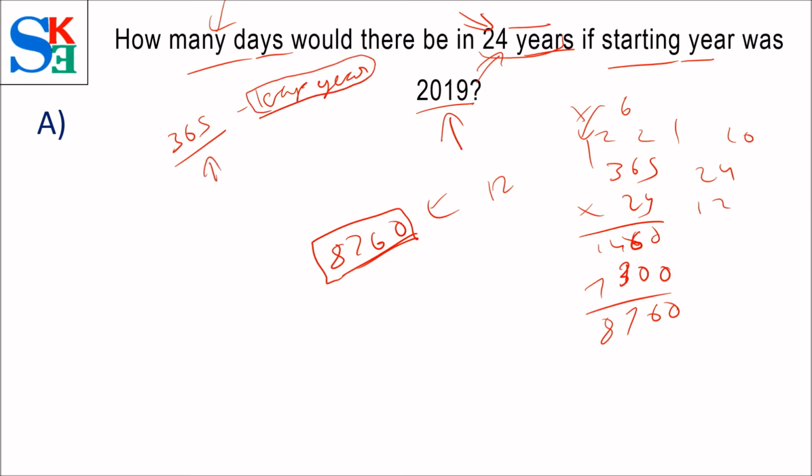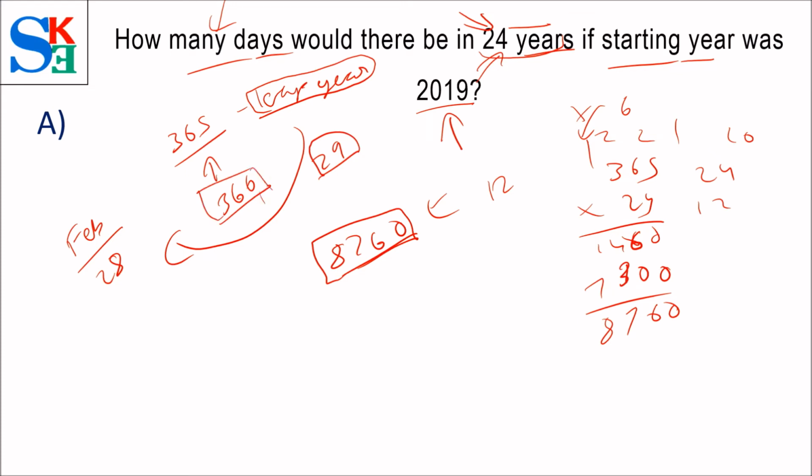How many days are there in a leap year? There are 366. Why? In February, there is normally 28, but in a leap year, there is 29. So because of that, we have to add on 1 day. Then here is the easy part.